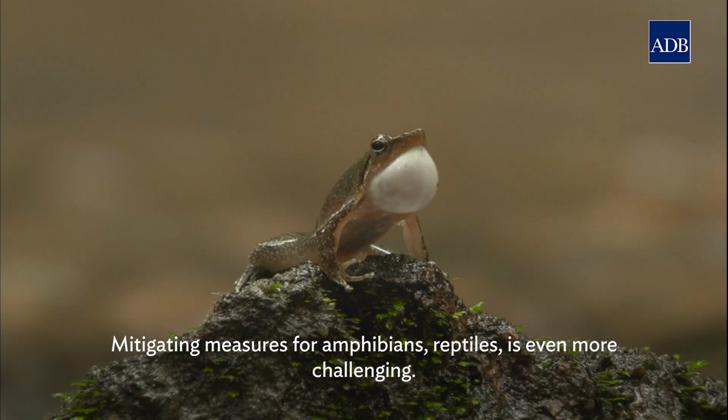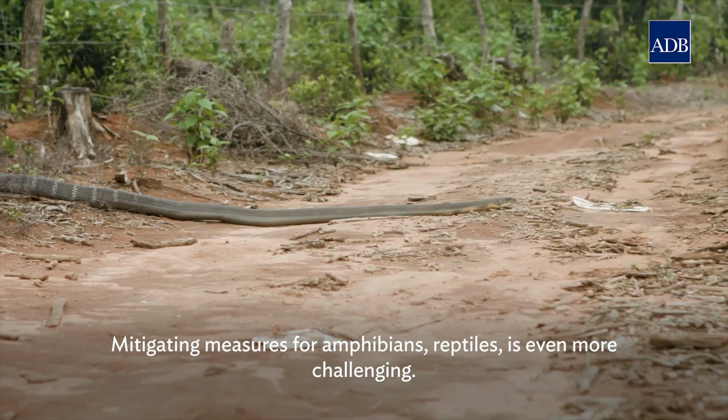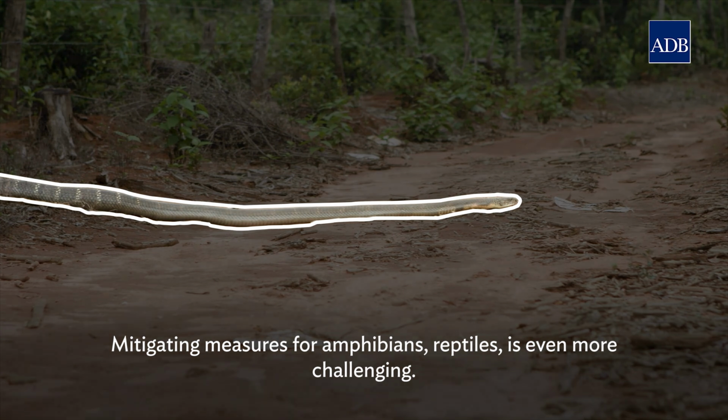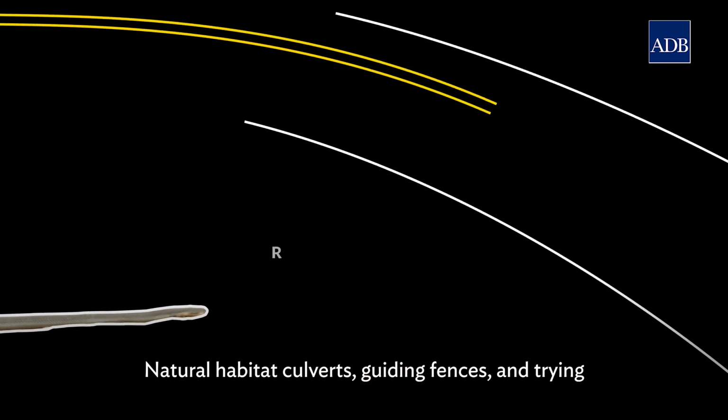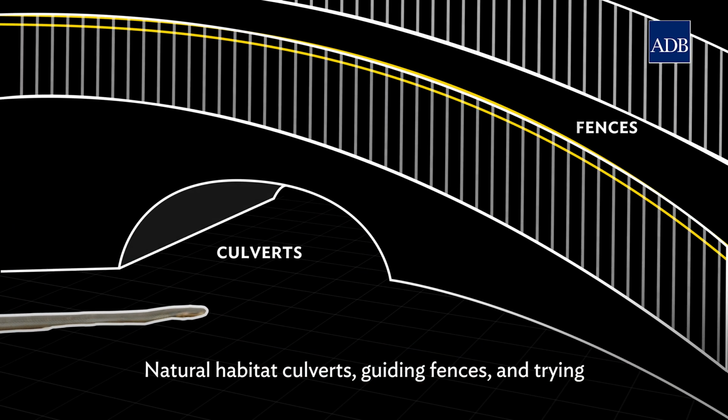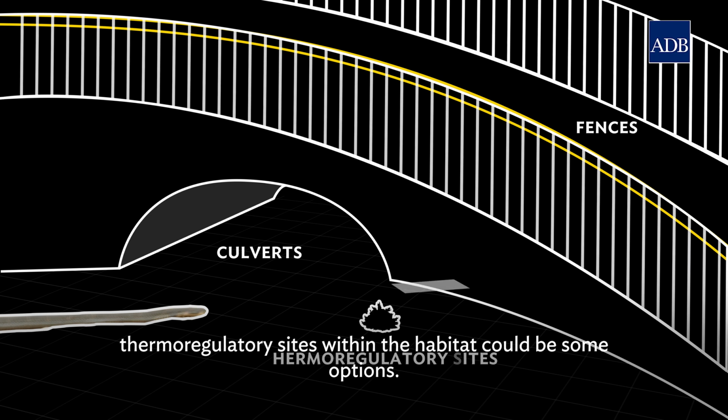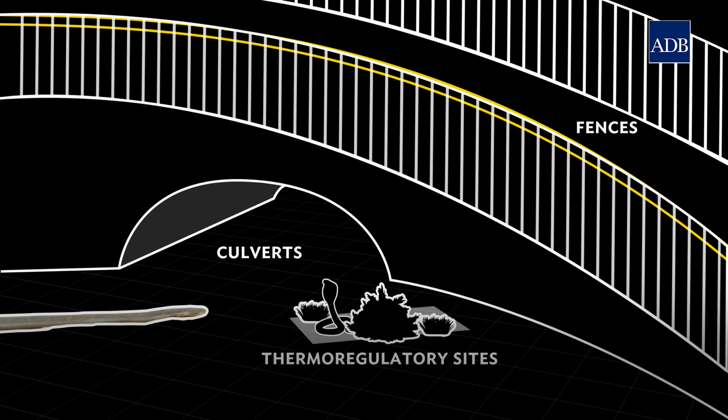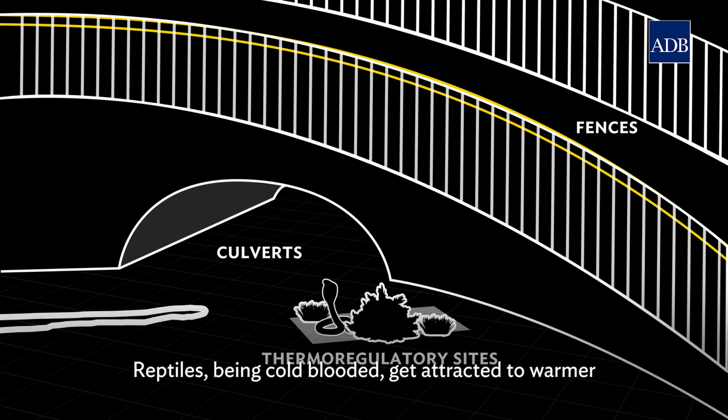Mitigating measures for amphibians, reptiles is even more challenging. Natural habitat culverts, guiding fences, and thermoregulatory sites within the habitat could be some options. Reptiles, being cold-blooded, get attracted to warmer road surfaces, and these sites could give them an attractive alternative.